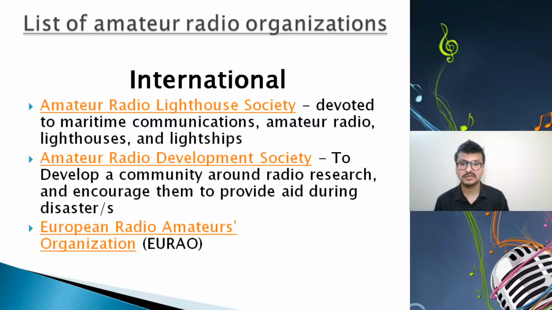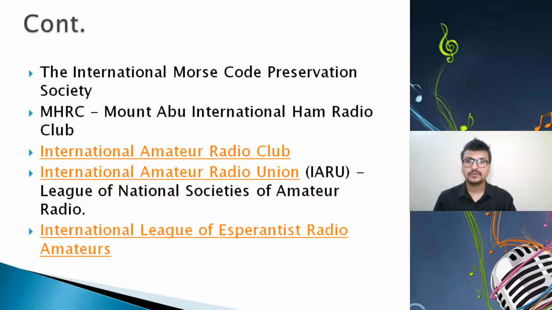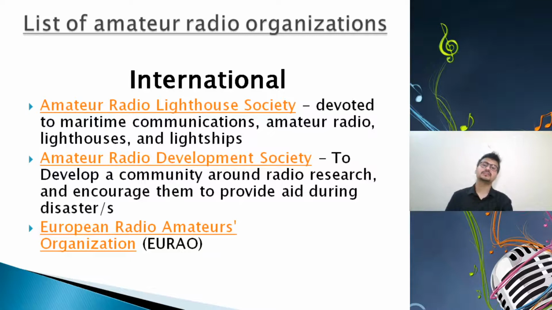The third one is the Europe Radio Amateur Organization, that is EURO. The fourth one is the International Morse Code Preservation Society. Next is MHRC, Mount Abu International Ham Radio Club. Next is the International Amateur Radio Club. Next is the International Amateur Radio Union, that is IARU, a league of the national societies of amateur radios all over. Next is the International League of Esperantist Radio Amateurs. So these are a few of the international radio organizations. There are a few more, but I just listed a few.